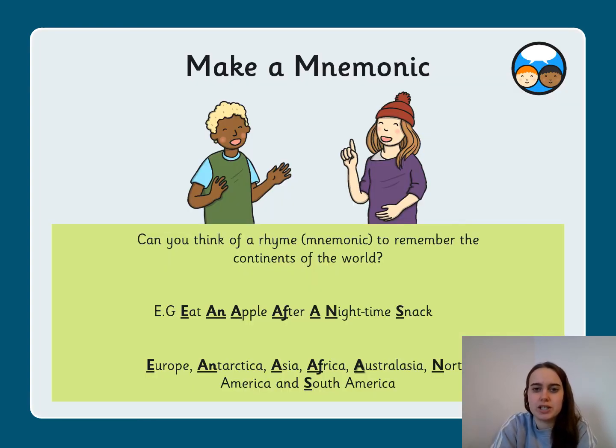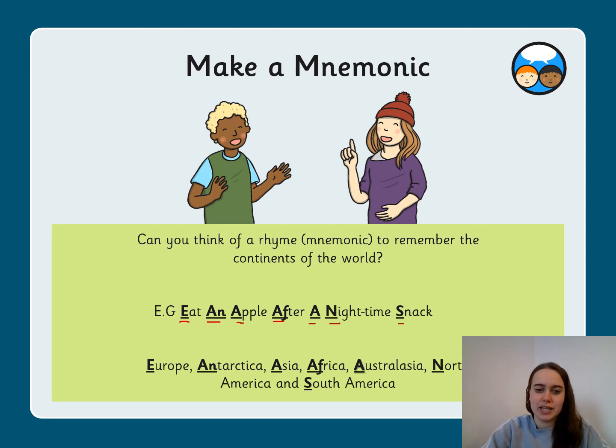So what you could do is come up with a mnemonic. Now, we've been looking at this in phonics as well, which is when we come up with a sentence to help us remember all the different continents. So for example, you might want to use this mnemonic, which is eat an apple after a snack. Eat an apple after a nighttime snack. So can you see each letter that's been highlighted, bold and underlined tells us the words of the different continents.